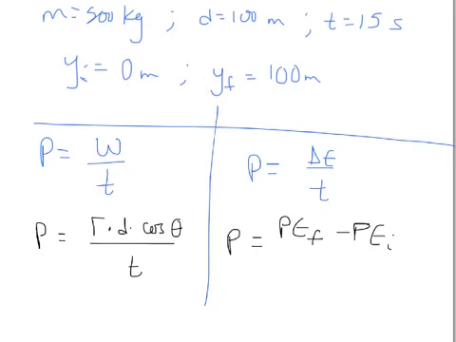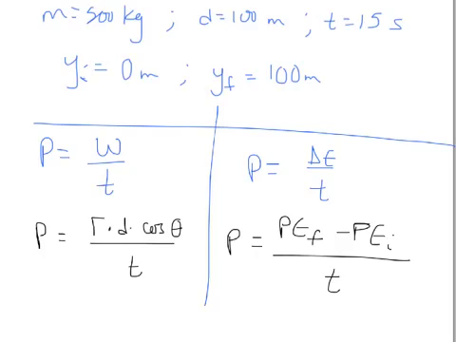Why does that matter? Like, why is it PEF minus PEI? Final minus initial. You'll get a negative answer otherwise. You'll get the opposite of the answer you want. Always final minus initial. Anytime you have delta in any situation, math, physics, chemistry, anything, delta means final minus initial.